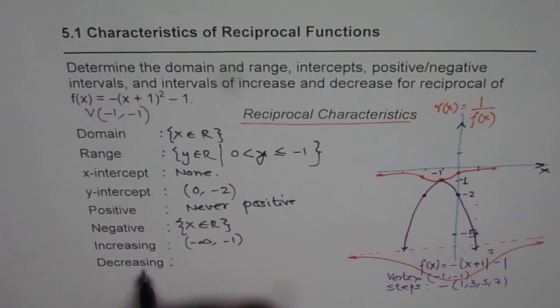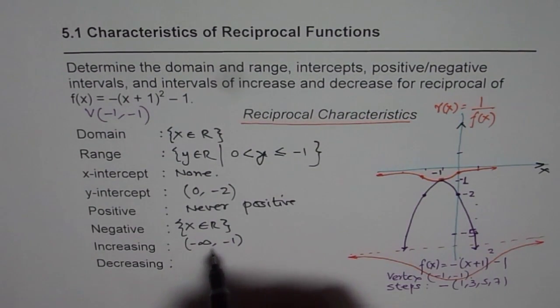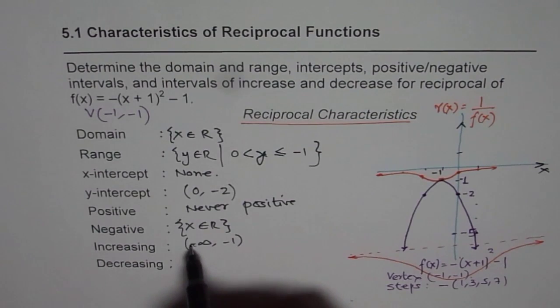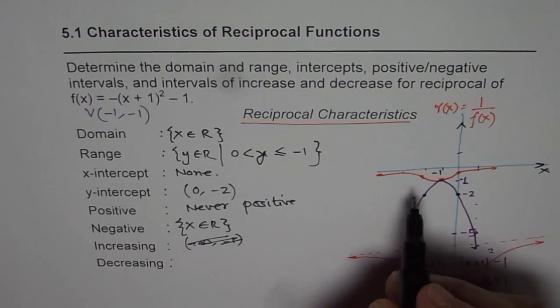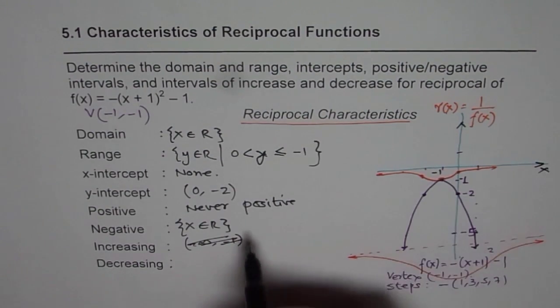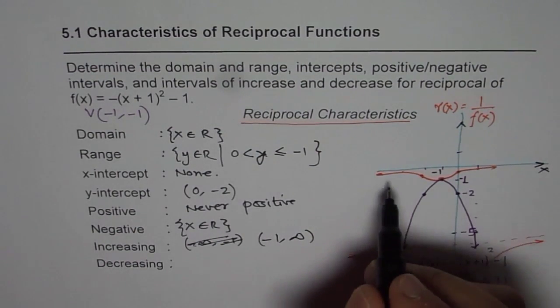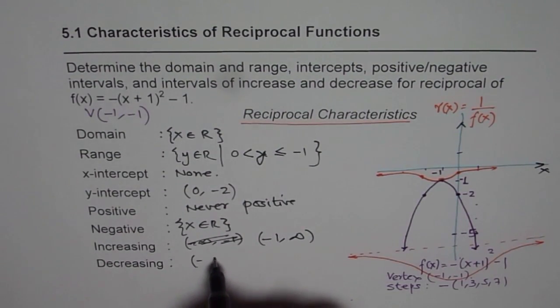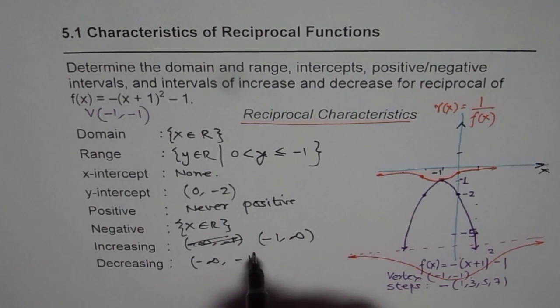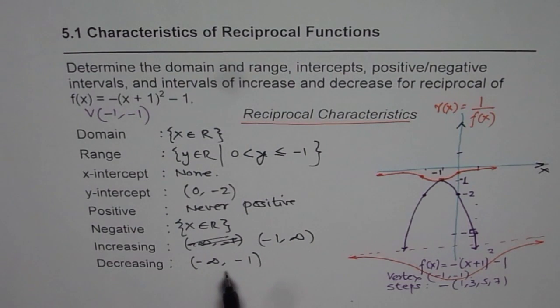And the interval of decreasing is thereafter, it is decreasing, right? I'm sorry. Increasing means going upwards, and going downwards is decreasing, right? So it is increasing in the interval from -infinity to -1, and it is decreasing from -1 to +infinity, going downwards, right? So that is how the characteristics of the reciprocal of this quadratic function can be defined.